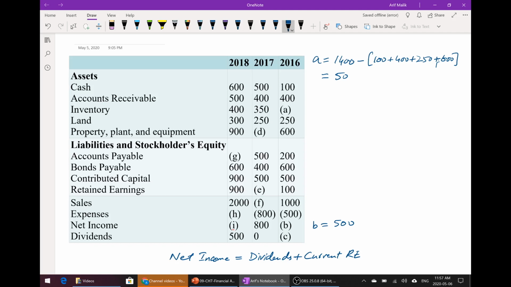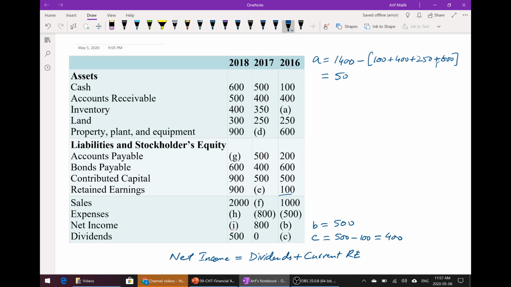Now the retained earnings, assume that the retained earnings of 2015 were 0. Okay, so the retained earnings shown in the balance sheets are the current ones. Therefore we can find out what is C. Then C will be equal to net income, which is 500, minus the current retained earnings, which is 100. So we get the dividend is equal to 400.